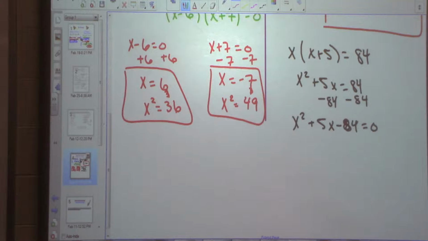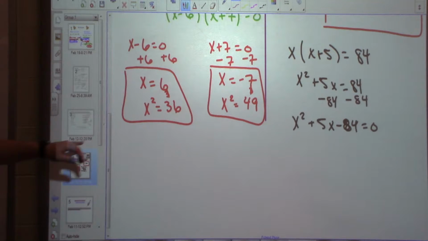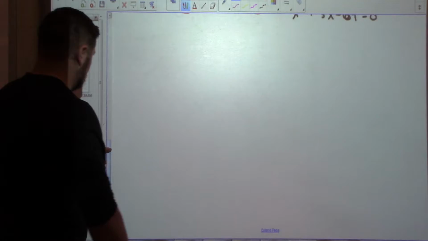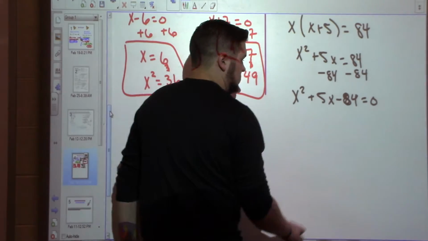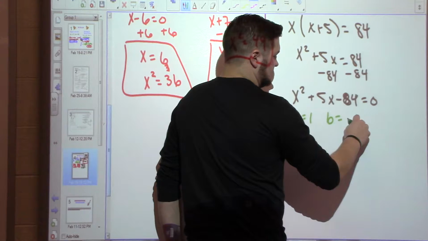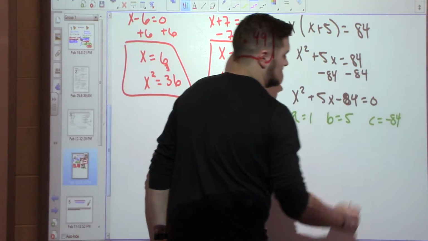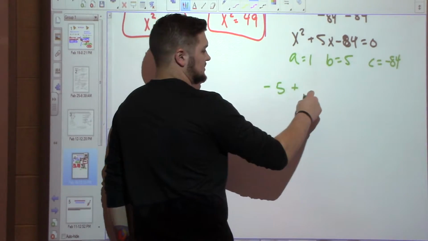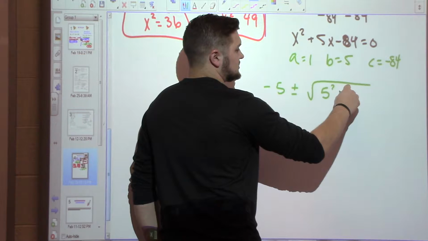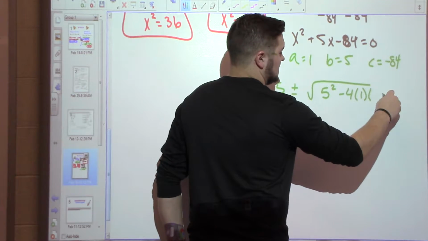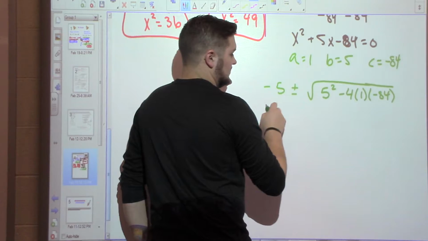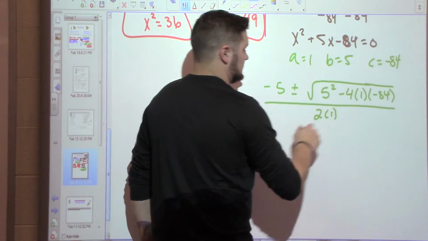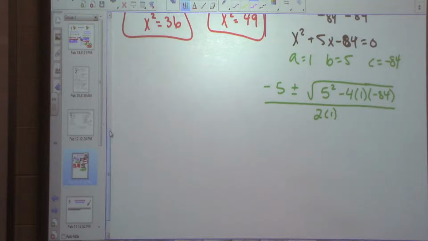Do we want to factor or do we want to use the quadratic formula? You want to do quadratic? Alright, we can. So a equals 1, b equals 5, c equals negative 84. Negative b, plus or minus the square root of b squared minus 4ac, all over 2a. Okay? You gotta know that.